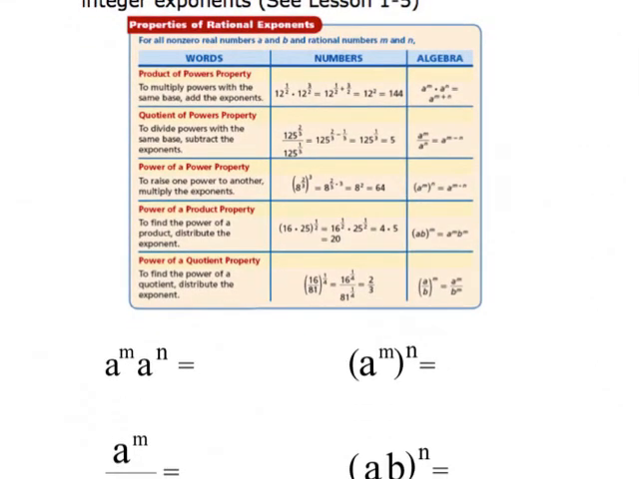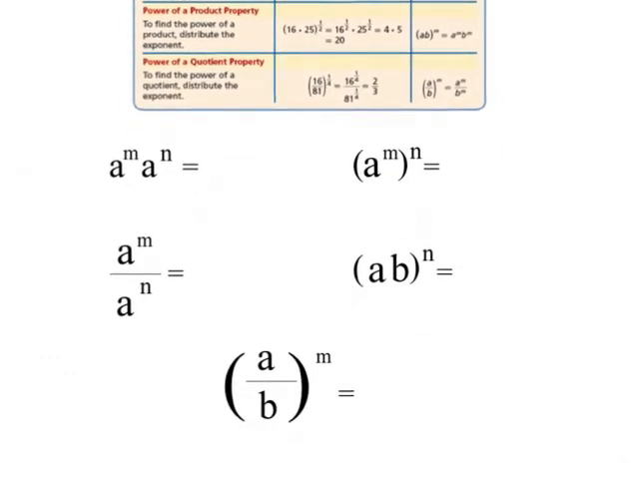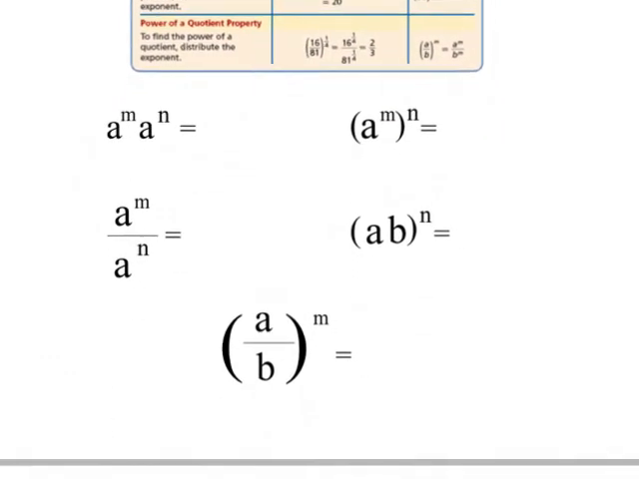Okay, so if I look at these properties here, what's going to happen again? Let's just review. If I multiply like bases, we add the exponents, so m plus n. If I divide like bases, we are subtracting our exponents. If you have a power to a power, you're going to multiply. And of course in this situation you're going to raise both of them to the power here.